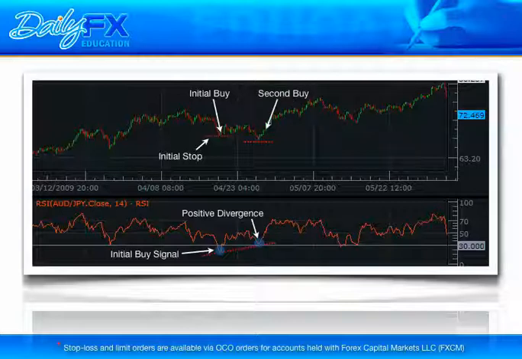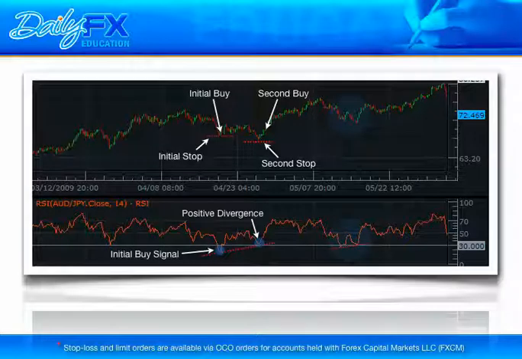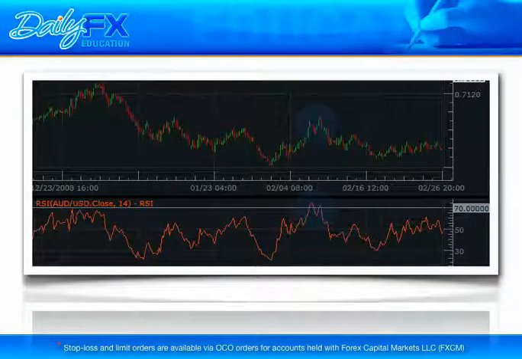They simply note the second move above 30 and treat it as a new buying opportunity. This means they place their protective sell stop below the second low and look for continued buying interest to push the market up. You can see here that another example of this happened on the same pair about a month later. Here's an example of a second selling opportunity.